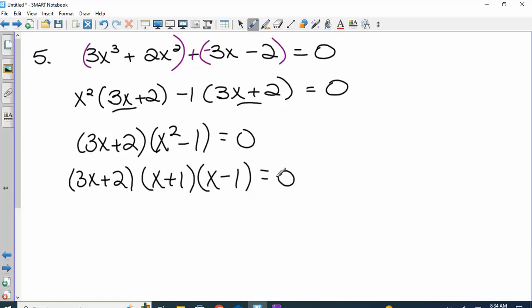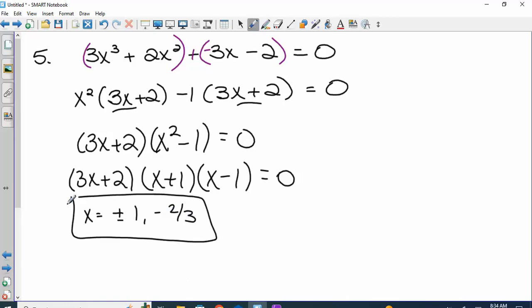Our directions were to find the solutions. So now if you say each of those equal to 0, what do we get? Positive and negative 1, and negative 2/3. What if we did number 6 on there?